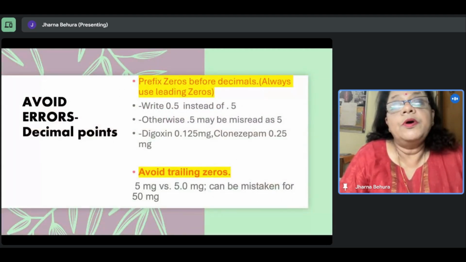Avoid errors in decimal points. Prefix zeros before decimals. Always use leading zeros. Write 0.5 instead of .5. Otherwise, .5 may be misread as 5. For example, digoxin, we write 0.125 milligram, clonazepam 0.25 milligram. Avoid trailing zeros. 5 milligram versus 5.0 milligram can be mistaken for 50 milligram. So you should avoid zeros after the number. You should write 5 milligram rather than writing 5.0 milligram.